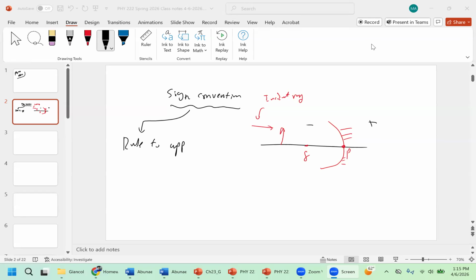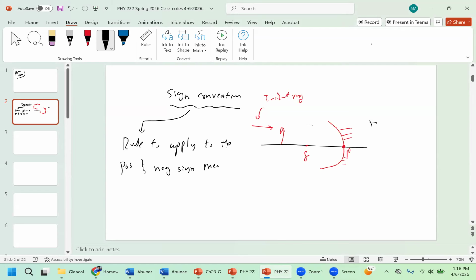All right. So sign convention tells you which side the positive and negative is. And when you talk about sign convention, you're talking about the rule to apply to the positive and negative sign measurements. And really, we had three rules.